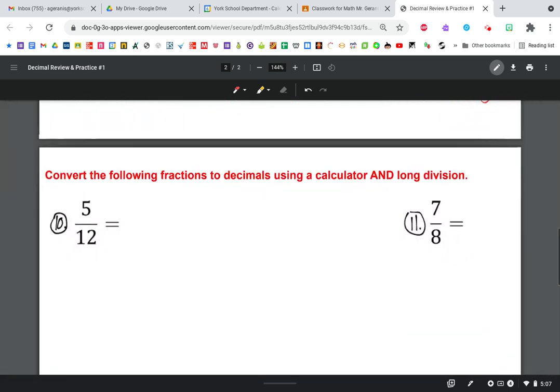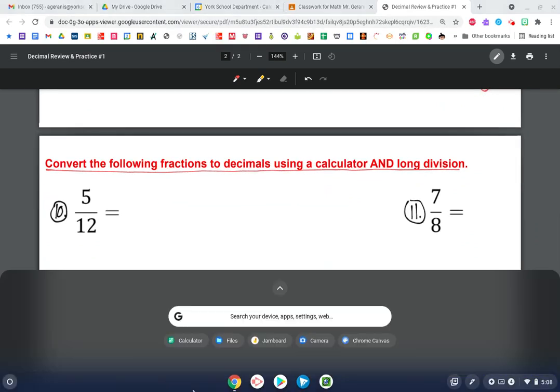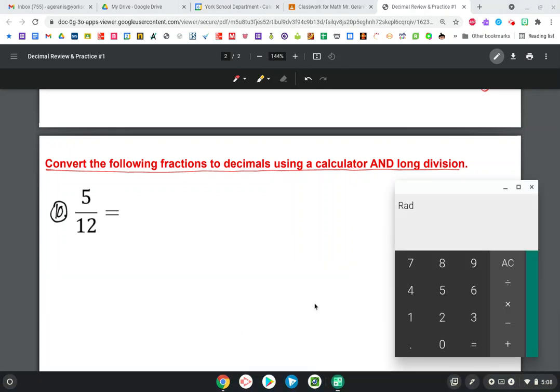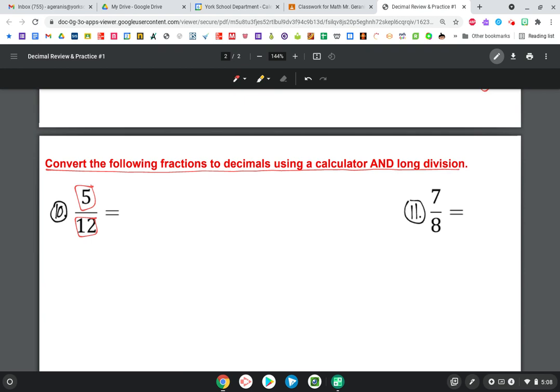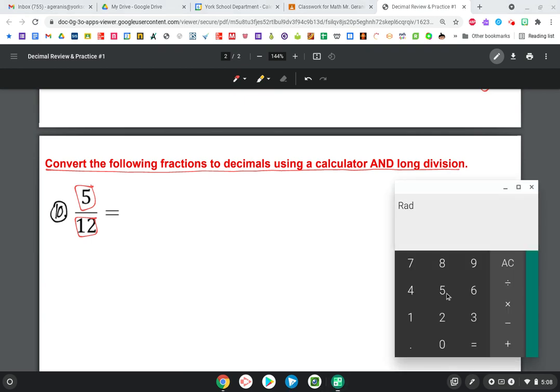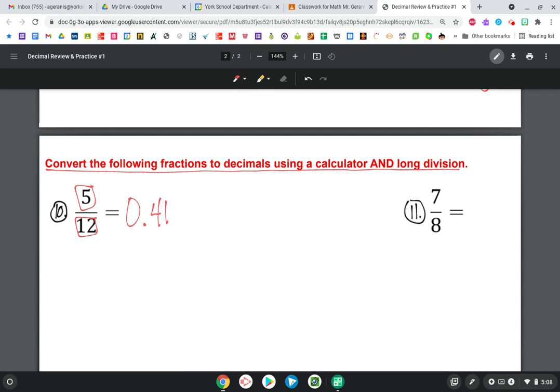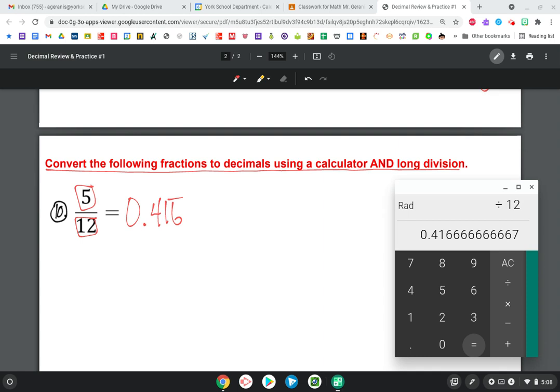All right. In the next section, the directions say convert the following fractions to decimals using a calculator and long division. Well, let's see here. If I switch over to laptop mode, we can bring up a calculator, and we are going to divide the numerator by the denominator. So 5 divided by 12 with the calculator. Let's do that. 5 divided by 12. And we'll get as an answer 0.416 with a line over the 6. It repeats forever. You'll notice this calculator rounds off that last digit to a 7 at the very end. Some calculators do that rounding, but you can ignore that for now.